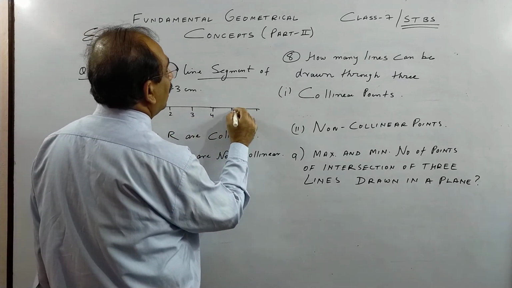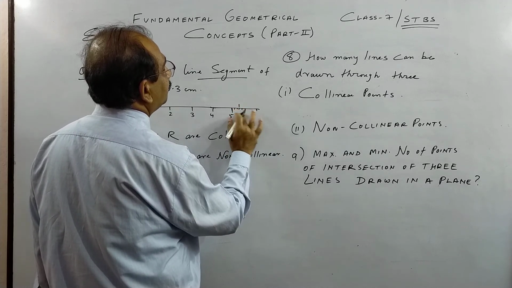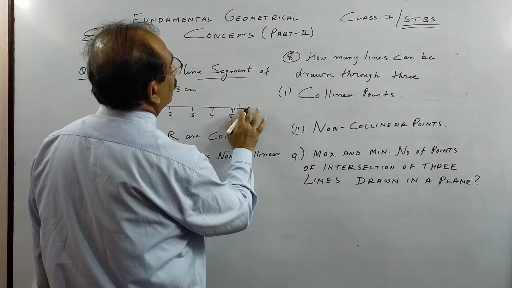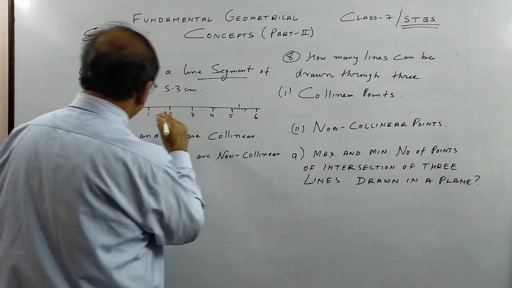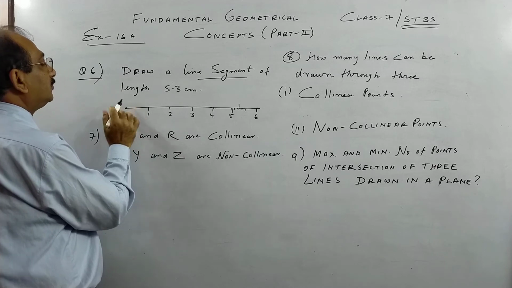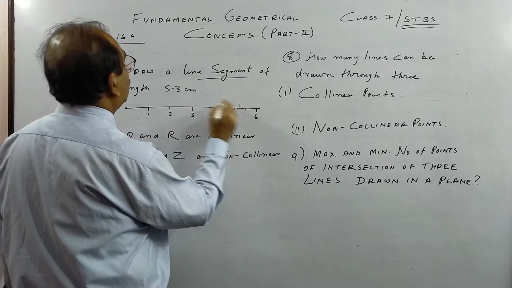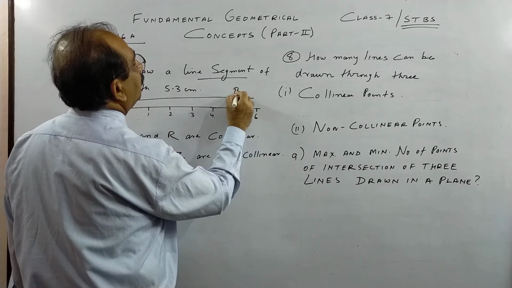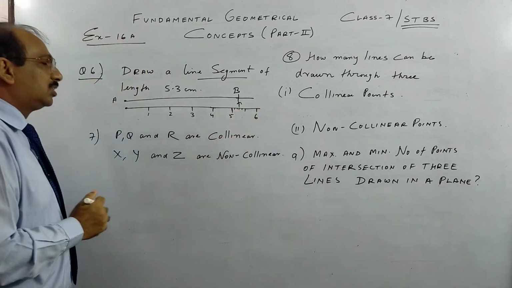So put your scale and 1, 2, 3 here, 4, 5, 6, 7, 8, 9, 10. So here you will have up to 6. So I want 5.3. So put your scale here, just I am shifting and showing you, and in that line just stop here, name it B. So this is exactly 5.3. So this is how you will draw.